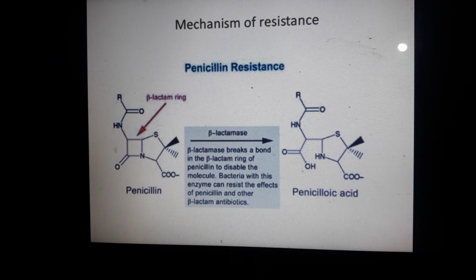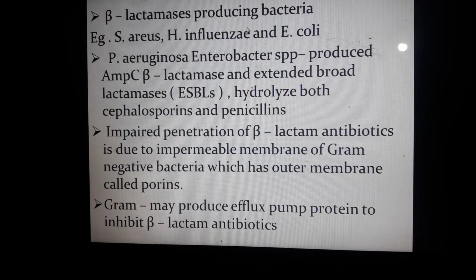So when there is a breakage, the penicilloic acid is inactivated by the ß-lactamase bacteria, because the ß-lactam ring is responsible for the mechanism or pharmacologic actions of the antibiotic. ß-lactamase producing bacteria, for example Staph aureus, Haemophilus influenzae, Escherichia coli, Pseudomonas aeruginosa or Enterobacter species, also produce AmpC ß-lactamase and extended spectrum ß-lactamases, or ESBLs, which will hydrolyze the compound cephalosporins and penicillin. So this is one resistance of Pseudomonas aeruginosa.